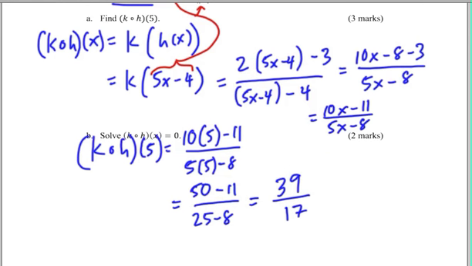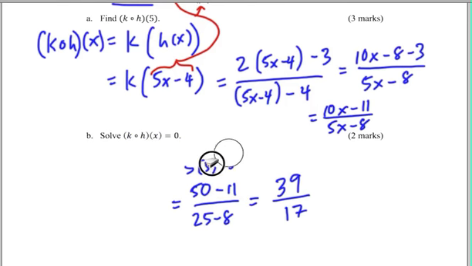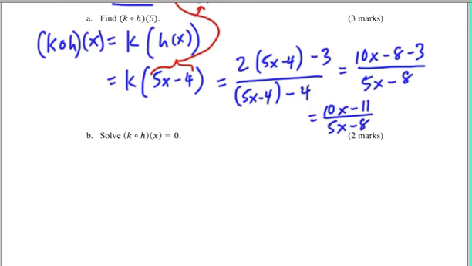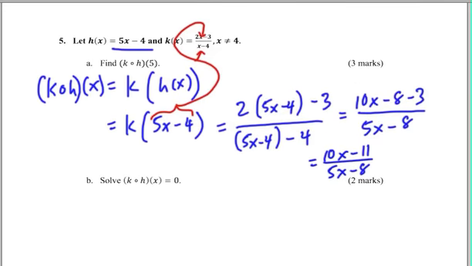Because I need some room, I'm just going to erase this, but I'm going to write the answer. So k of h of 5 is 39 over 17. And that's our solution for A.